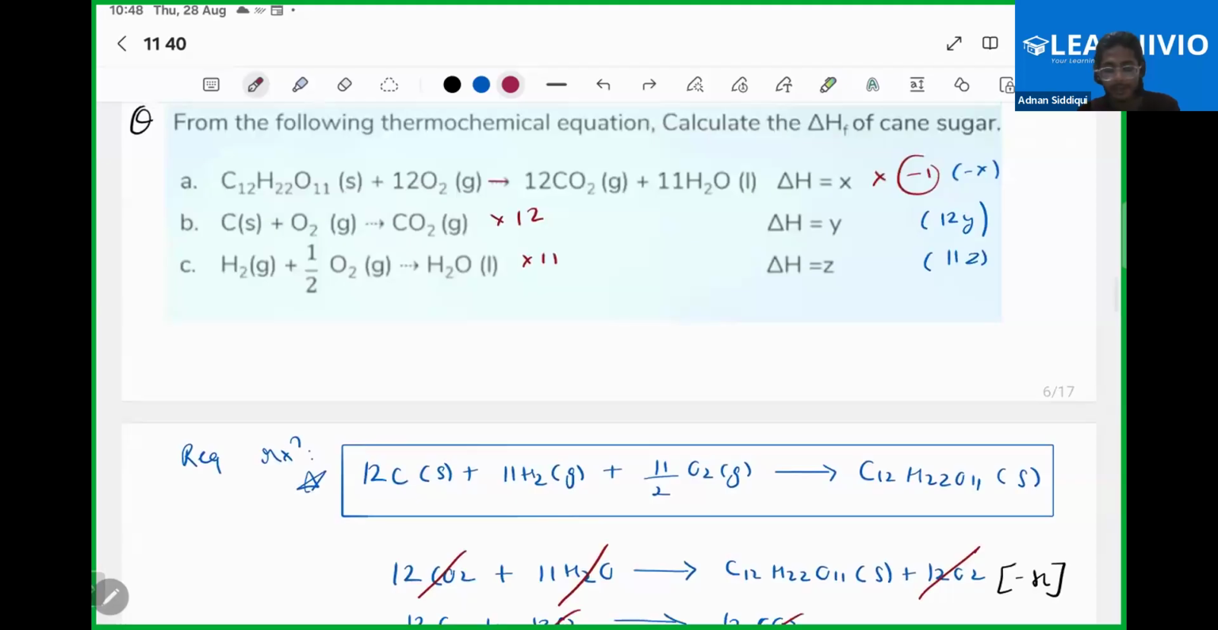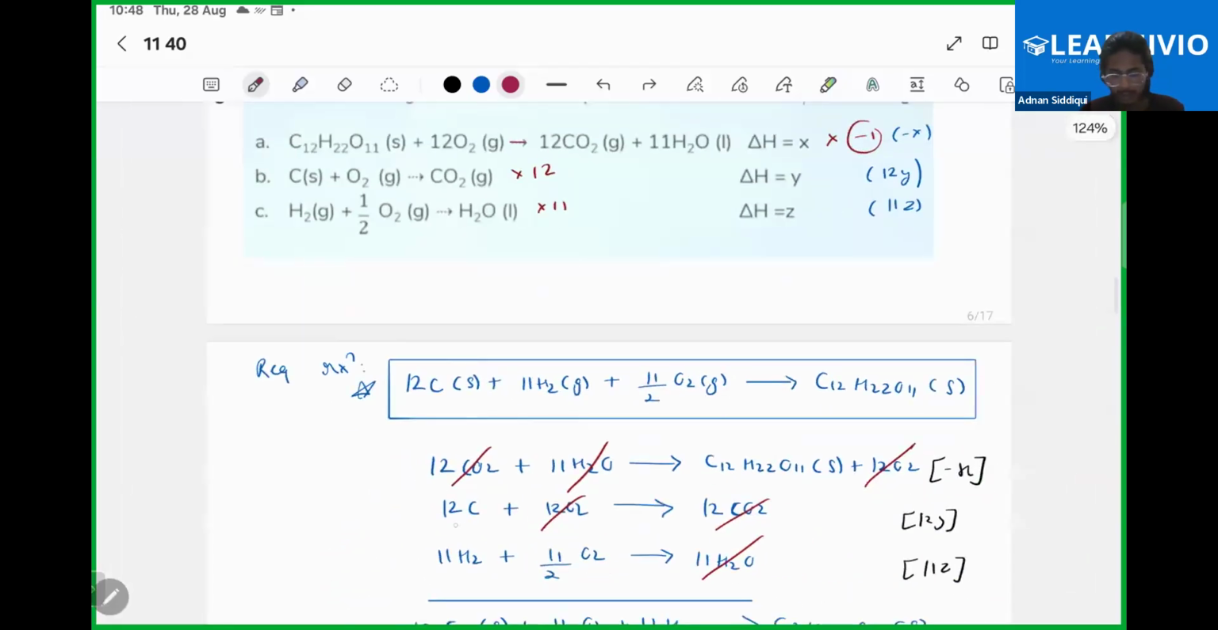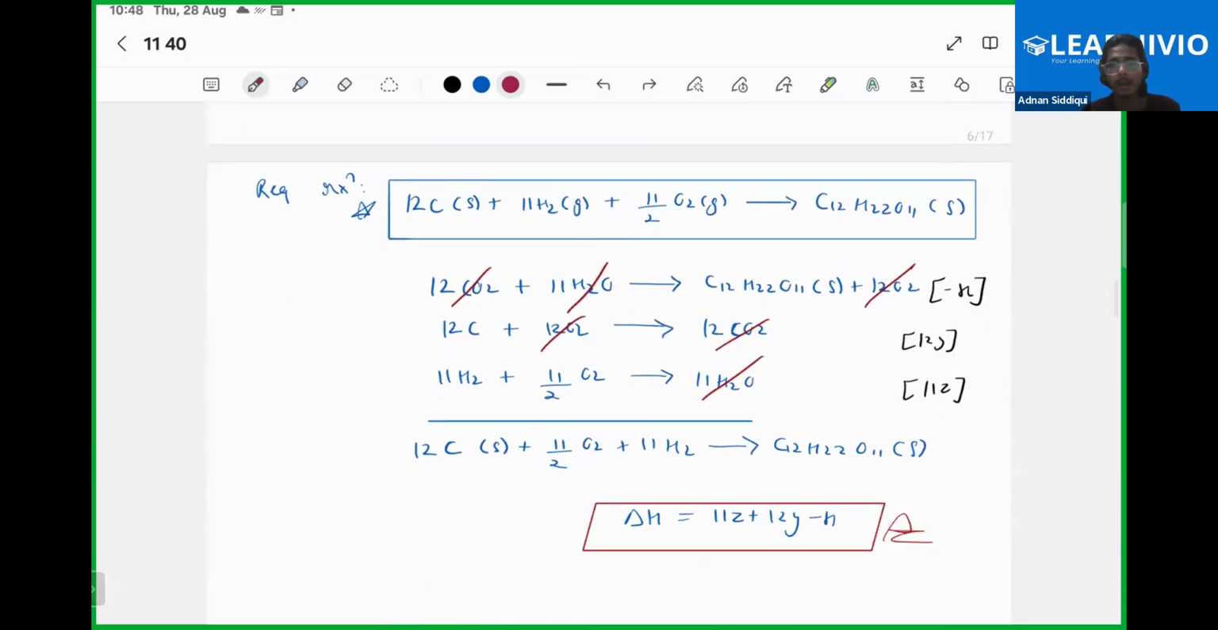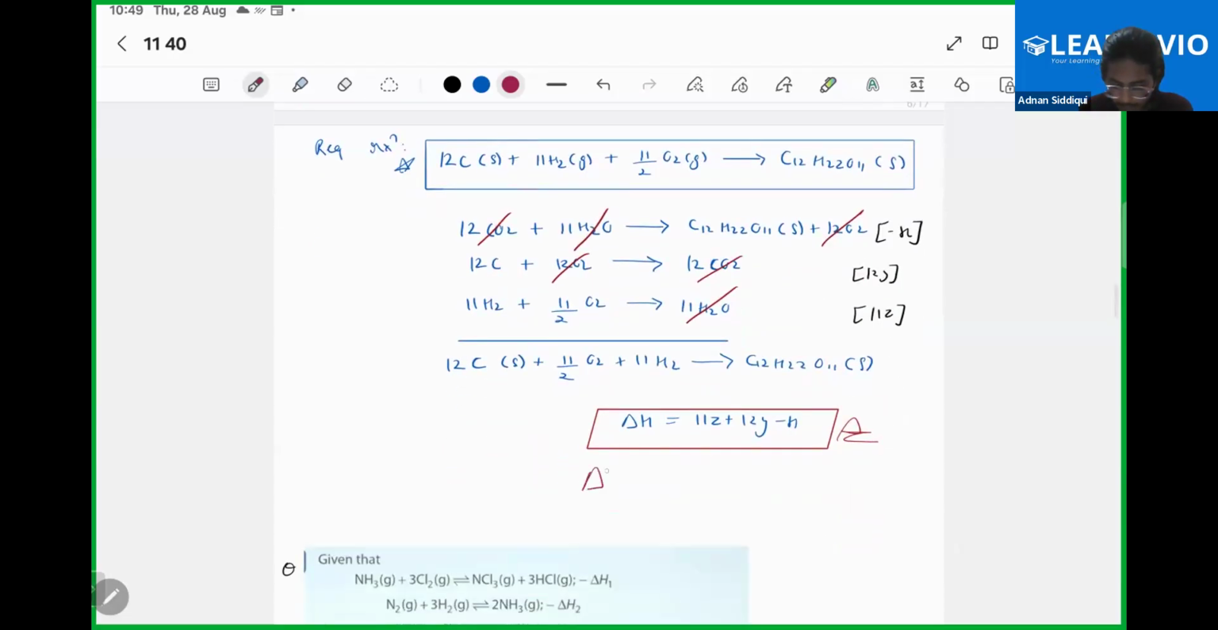Now what will I do? I will multiply my equation y by 12. If I'm multiplying my equation y by 12, what am I getting? 12C, 12O2 plus 12CO2. And equation z, I will multiply by 11, and then I will simply add them. After adding them, I will get my desired equation, which is this. And what pattern did I follow for delta H? I multiplied equation z by 11, equation y by 12, and x by minus 1.